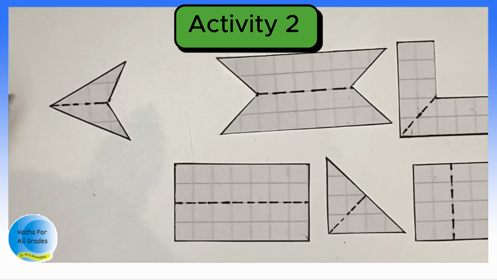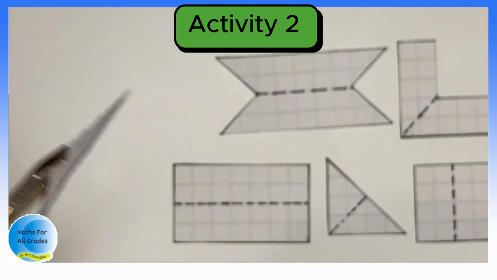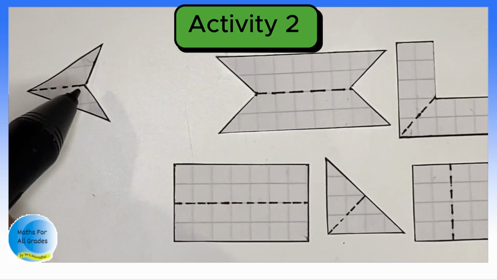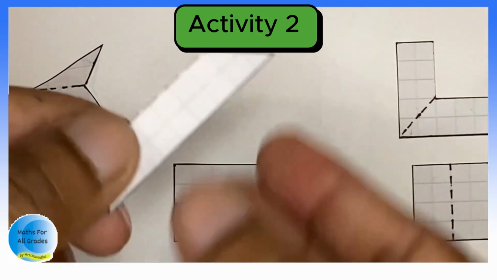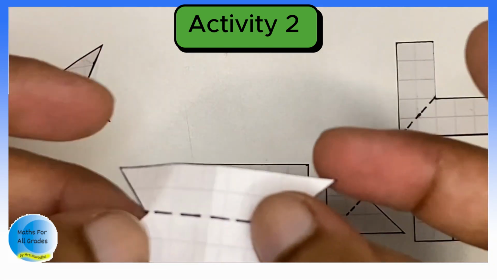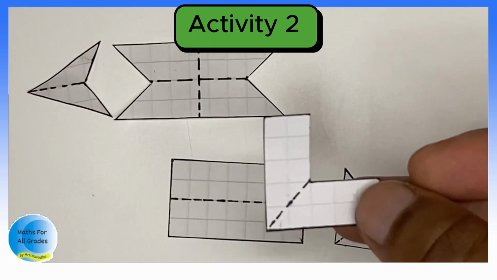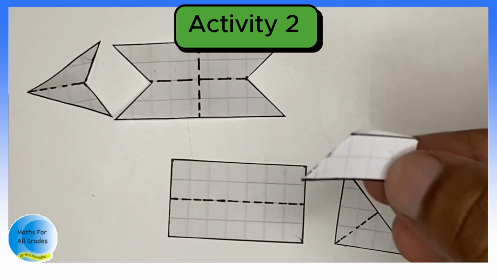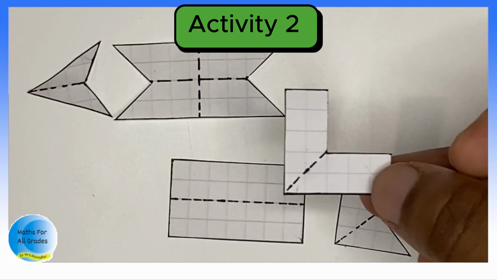Let's start with this figure. Two parts are coinciding with each other perfectly. So this is a bilaterally symmetric figure and it has only one axis of symmetry. This figure is also symmetrical and it has two axes of symmetry. Okay, let's fold this one. Yes, this one is also a bilaterally symmetric figure. You can see that, and it has one axis of symmetry.